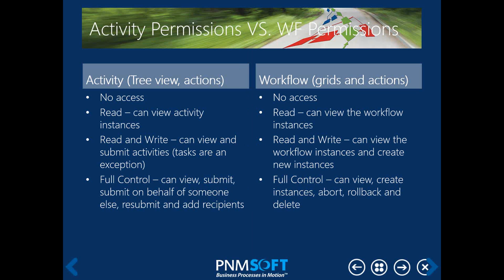So let's recap what we've seen. When you grant permissions on the activity level, it affects what you see on the tree view, and it affects what you can do on that activity. Obviously, if you have no access, you can't do anything. If you have read, you can only view the activity instance, like we saw when the activity was completed. Read and write, you can view and submit the activities, but as we've seen, tasks are an exception to that. If you have read and write on the task, it doesn't mean you can complete it.